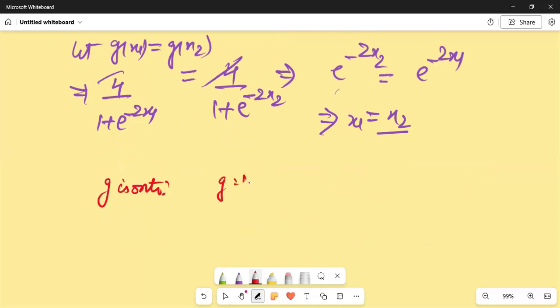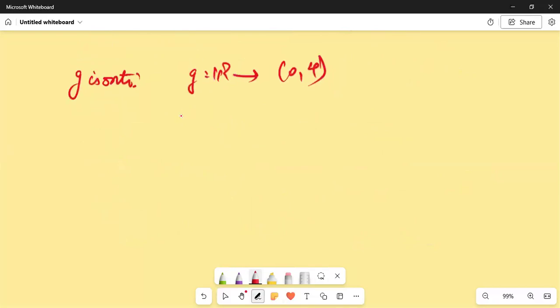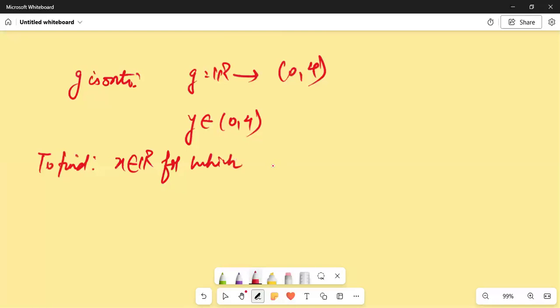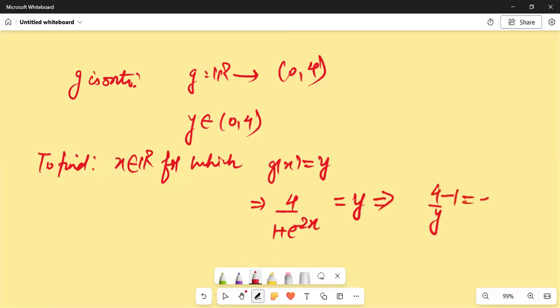And you can also check for onto. Since g is defined from R to this interval, you need to take any arbitrary value y in this interval, and you have to find a real number x in R for which g(x) equals y. That is, 4 upon 1 plus e raised to power minus 2x equals y. This implies 4 by y minus 1 equals e raised to power minus 2x. You can simplify it further.